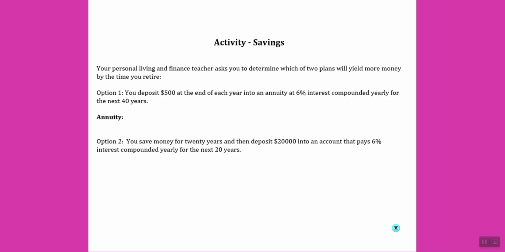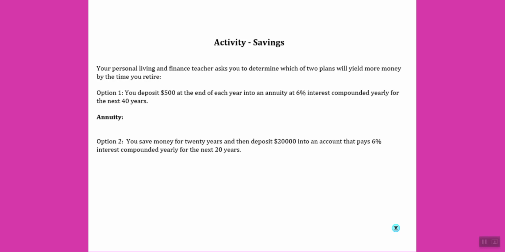All right, today we're going to be learning about savings and compound interest. So your personal living and finance teacher asked you to determine which of two plans will yield more money by the time you retire. Option one: you deposit $500 at the end of each year into an annuity at 6% interest compounded yearly for the next 40 years.